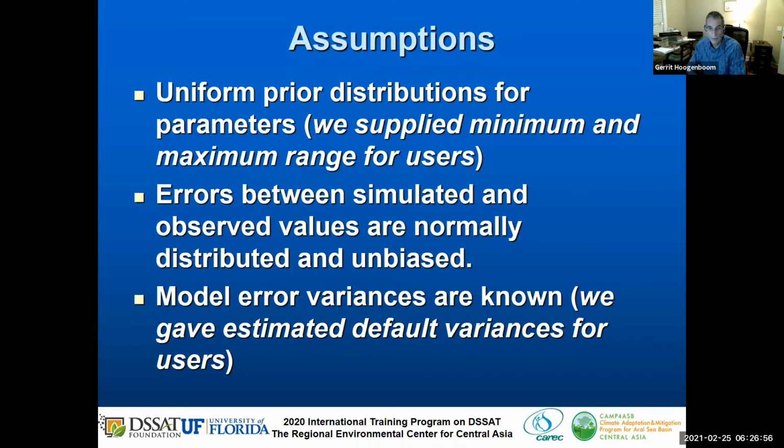And then we know to some extent the model error variance, and we give default variances in the input files. Мы также знаем, примерно себе представляем погрешность самой модели, то есть какая может быть ошибка в целом при работе модели, и эти значения также задаются в файле с вводными данными.